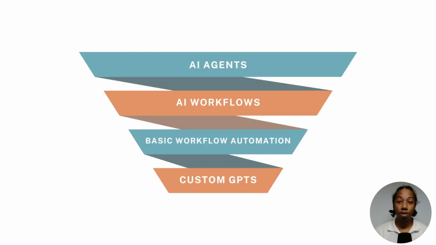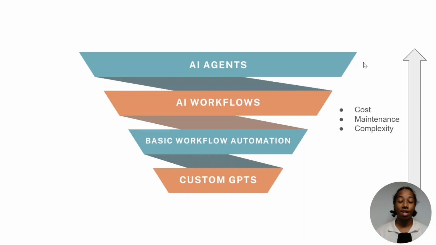So here we have a simple diagram that essentially divides the different AI systems into their own categories, starting with custom GPTs and ending with AI agents at the top here. And as we move up in the diagram, this also means that cost, maintenance, and complexity are also going to be increased. So at the very bottom here, we have custom GPTs, which are basically any text-based GPTs that require user input, such as ChatGPT or Gemini. The next category we have here is basic workflow automations, which are just workflows that don't have any AI involved. We then have AI workflows here, which are workflows that are powered by AI agents mainly. And lastly, we have AI agents at the top here.